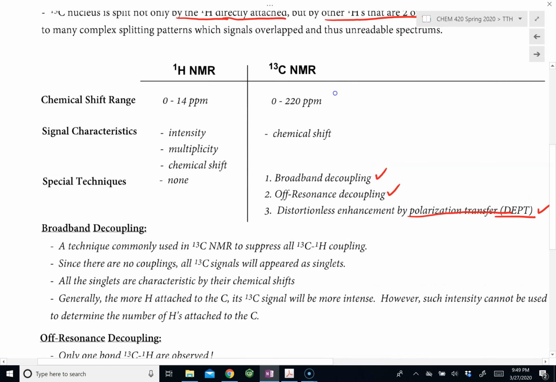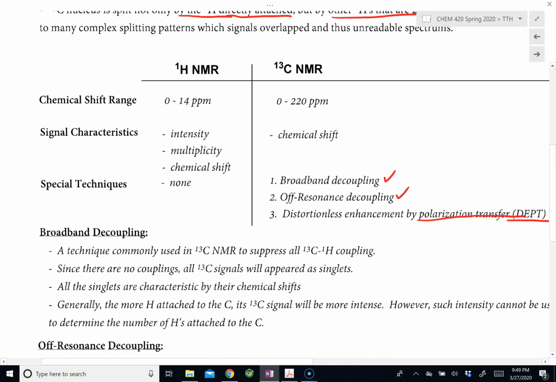First, let's do a quick comparison between carbon-13 NMR and proton NMR. The chemical shift in proton NMR is from 0 to 14 ppm, whereas the carbon-13 NMR chemical shift range is from 0 to about 220 ppm. In proton NMR, when we observe a signal, we analyze the intensity, the multiplicity, and the chemical shift of the signal, because those are very meaningful.